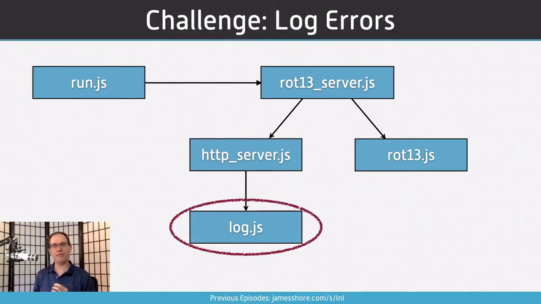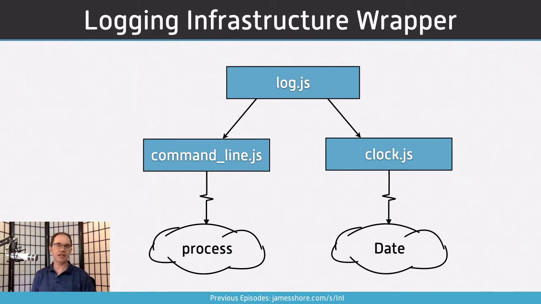Anyway, let's get back to our challenge. We want to modify our HTTP server so that it logs errors, and we also want to make sure that's tested. How are we going to do that? Well, what we're going to do is build an infrastructure wrapper, just like we have been. And again, you can check out those back episodes here, jamesshore.com/s/LNL. The difference here is that we're going to be building a high-level infrastructure wrapper.